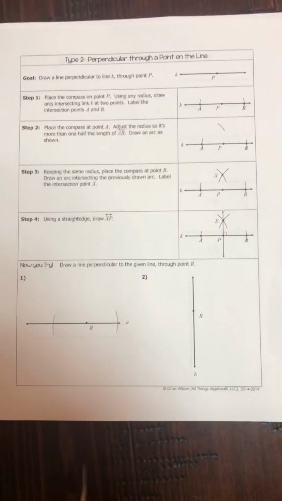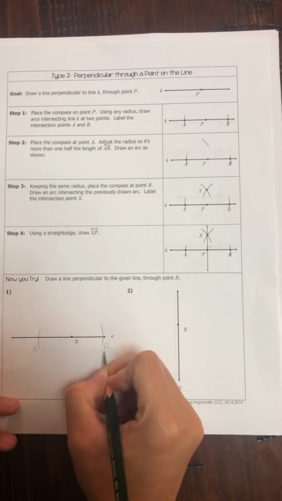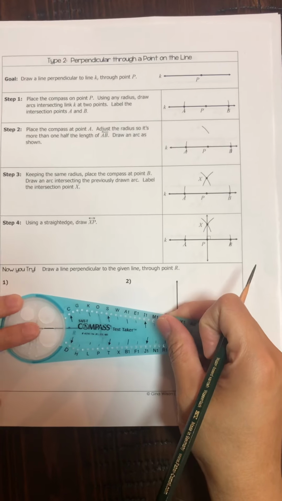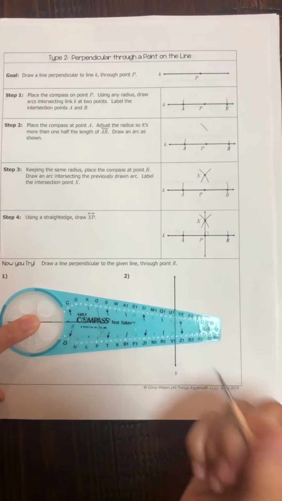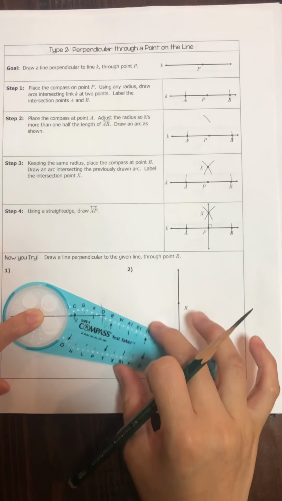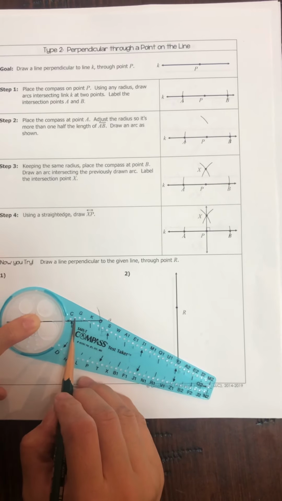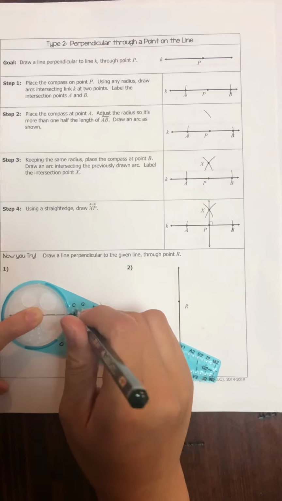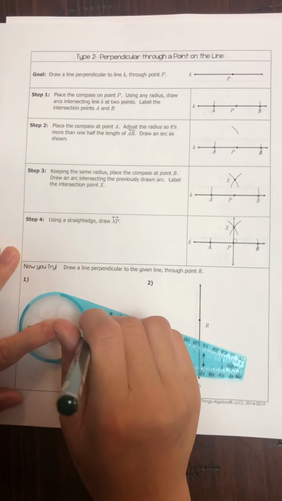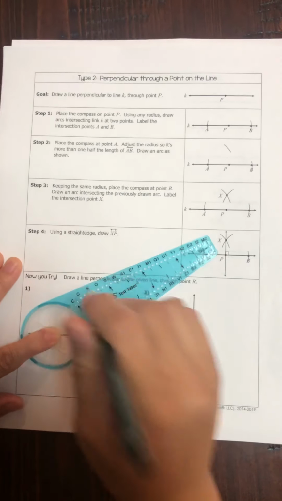Now what I'm going to do is call this AB. Now I'm going to place the center at A and make sure that the radius you pick here is more than halfway. So you can't really pick the first one. You have to pick at least the third or fourth. I'm going to pick the third one. It's definitely more than half, right? So now what you're going to do is draw an arc above the line segment.